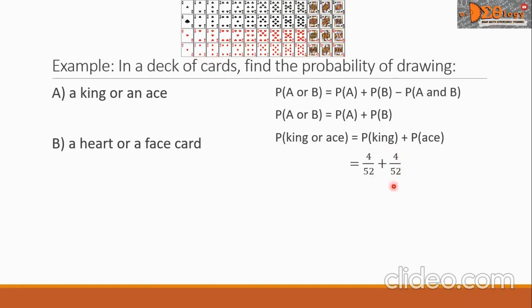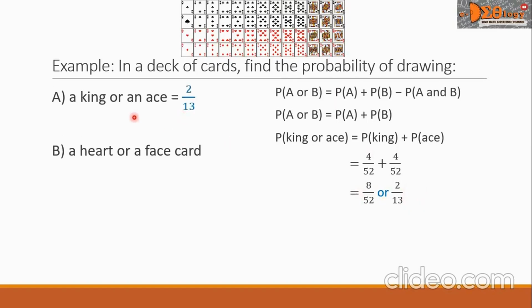And then, when we simplify, we can see that the denominators are the same. So we can operate the numerators. 4 plus 4 will be 8 over the same denominator, 52. And when we simplify this, it is now equal to 2 over 13. We divide the numerator and denominator by 4. And this value, 2 over 13, we will write in here. So the probability of a king or an ace equals 2 over 13.